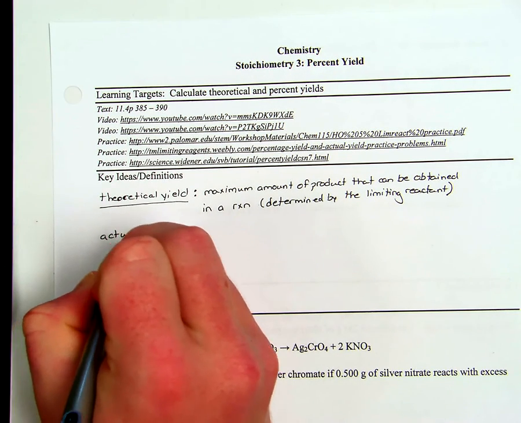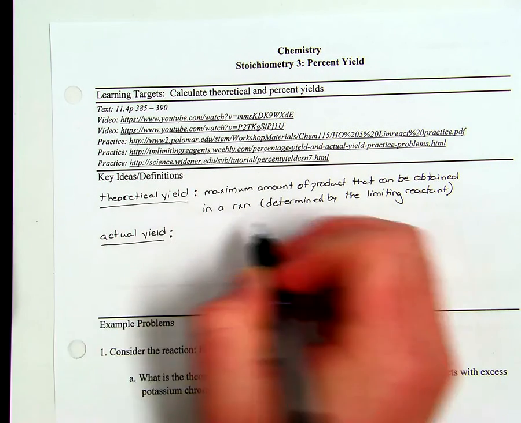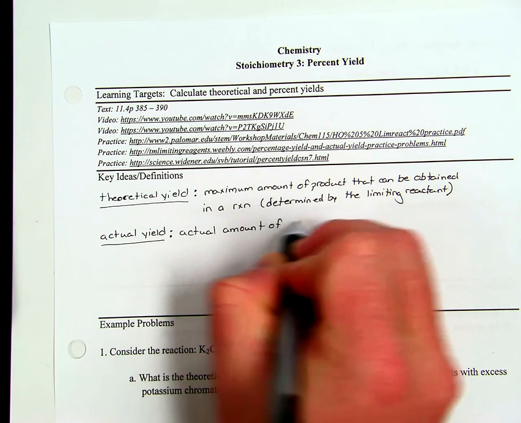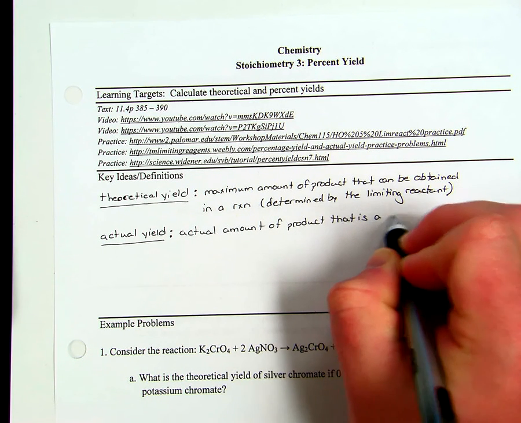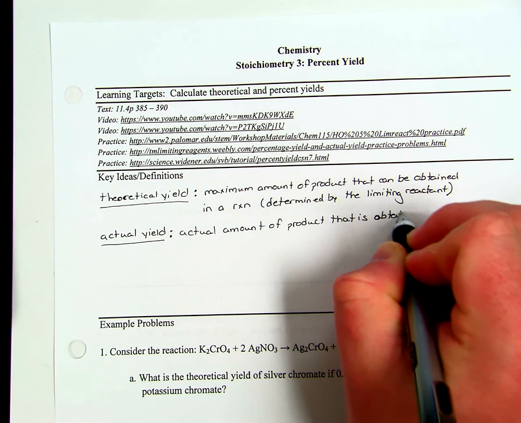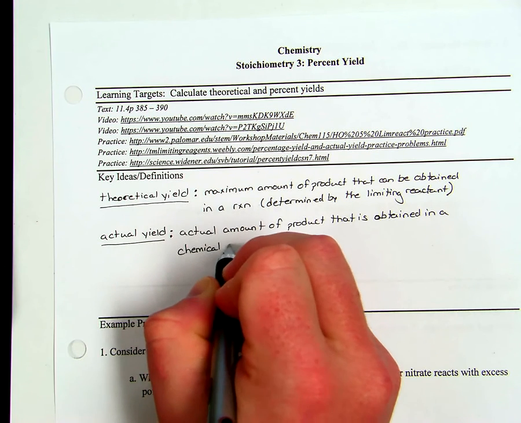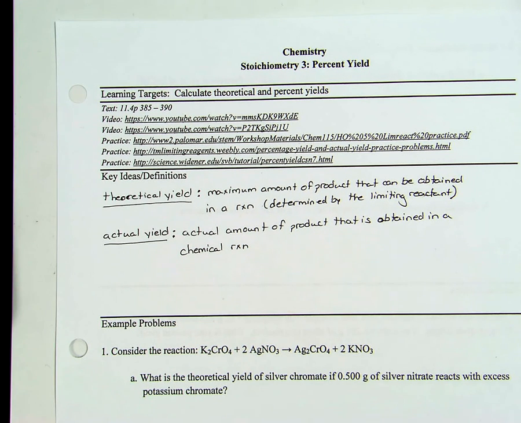Another term we need to be familiar with is the actual yield. And the term itself, I think, tells you what it is. It is the actual amount of product that is obtained in a chemical reaction. This is not something that you can calculate. This is something you simply measure once you've done the experiment. You do the lab, do the reaction, you collect your product, you put it on the balance. Whatever mass you have, that is your actual yield.